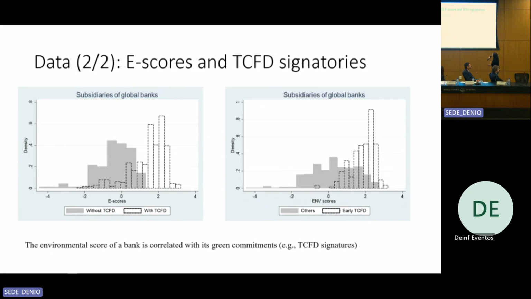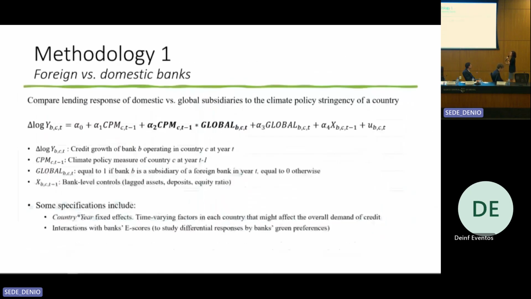Also, if we look at subsidiaries of global banks, we see that the environmental scores of those banks that are members of this framework, task force, are higher. So we take this information as suggesting that these environmental scores are not noise. They are telling us something about the preference for green assets by banks.